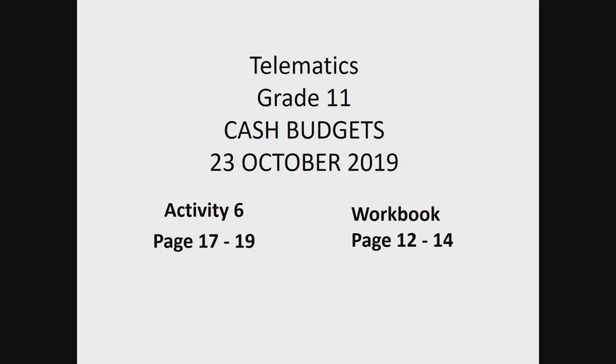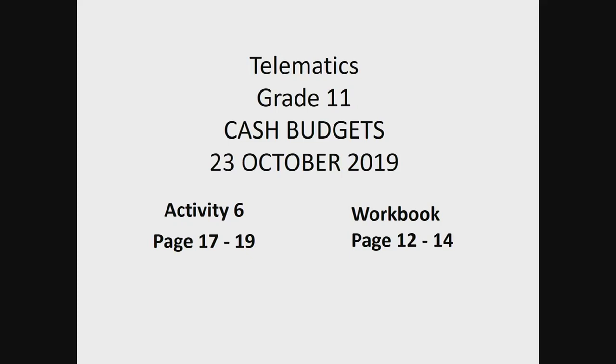But for today, we're looking at activity number six. That's in your book, and in the workbook, you'll find it on pages 12 to 14. We're specifically looking at cash budgets, and this will be paper two content. Okay, I'm going to repeat: the cash budgets, and that will be paper two content. So if you can go to those pages in the activity book and in the workbook, hopefully we should be able to follow today's lesson. Let's go to those pages and have a look at it.